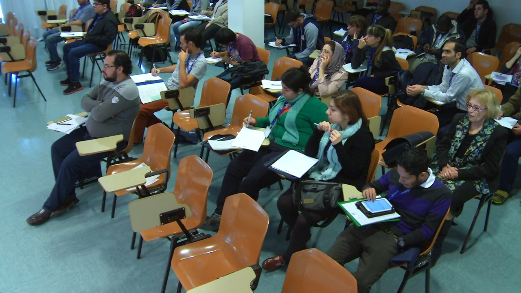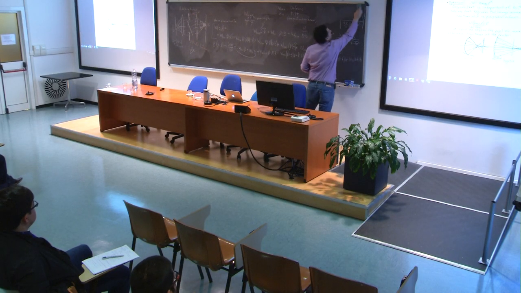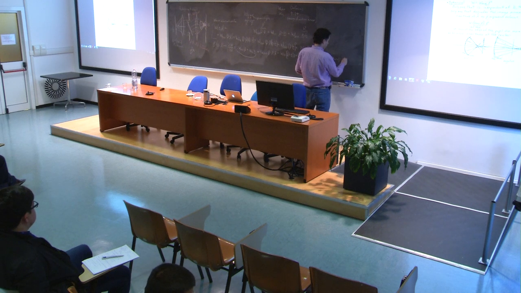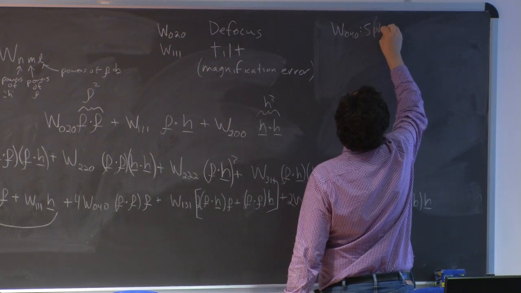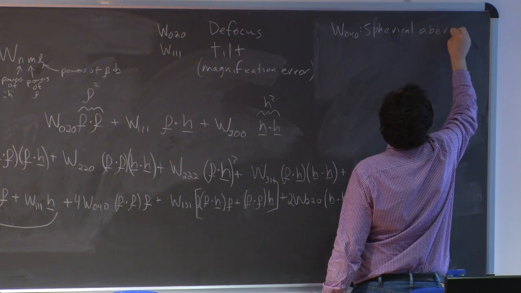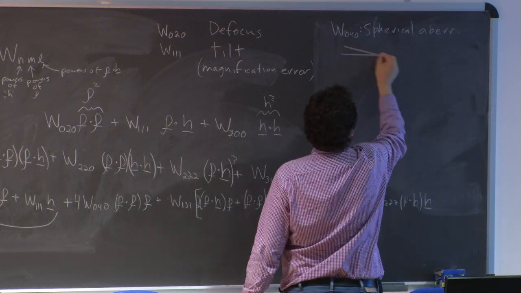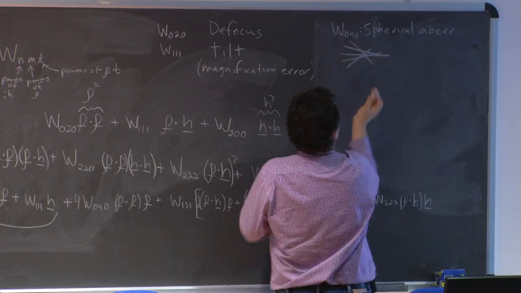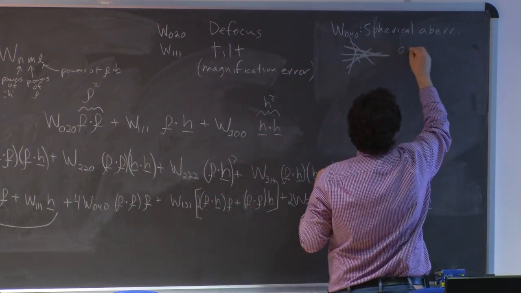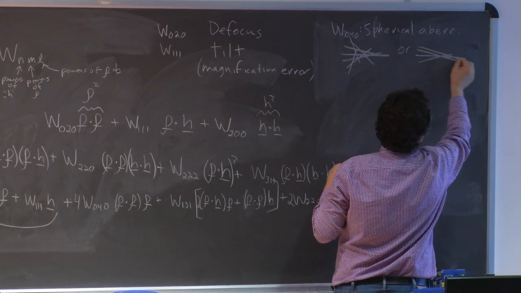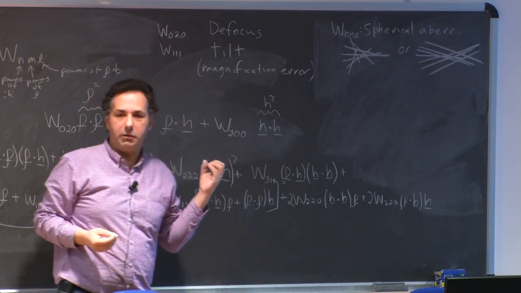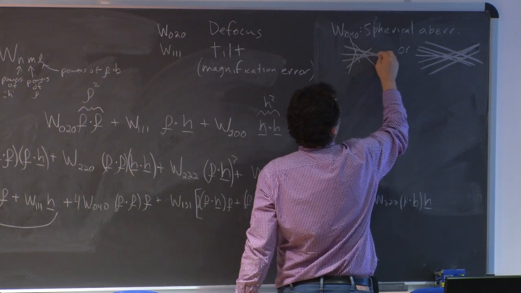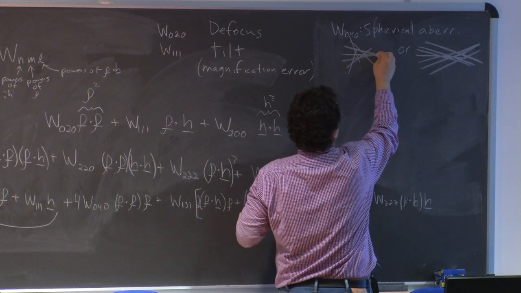So let me erase here. Oh, I erased more than I wanted. So W040, spherical aberration. And this one tells you that your rays are going to cross like this, but then they start crossing. The more outside you go, the closer they focus, or the other way around. So you have them cross like this, and then this one starts crossing further away, further away. So it causes the rays not to cross. And it always places it so the focus of the central rays is at the intended plane.